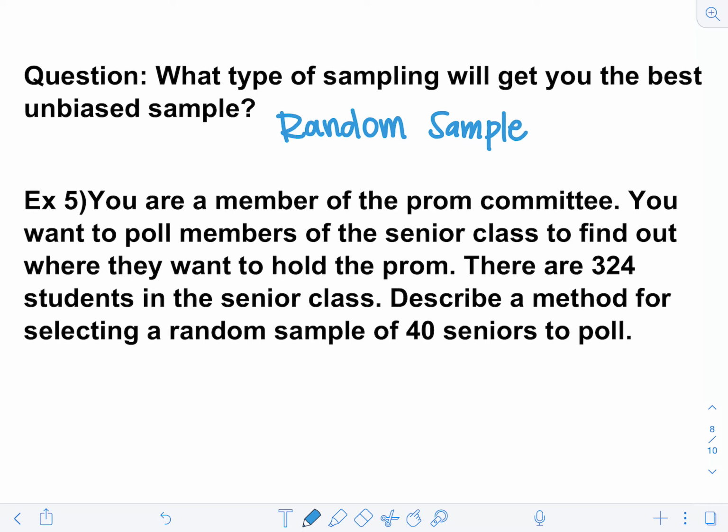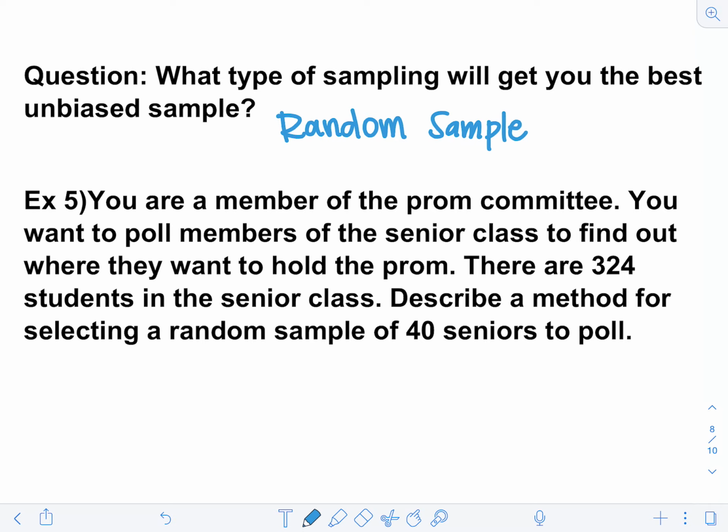You are a member of the prom committee. You want to poll the members of the senior class to find out where they want to hold prom. There are 324 students in the senior class. Describe a method for selecting a random sample of 40 of those 324 seniors to poll.